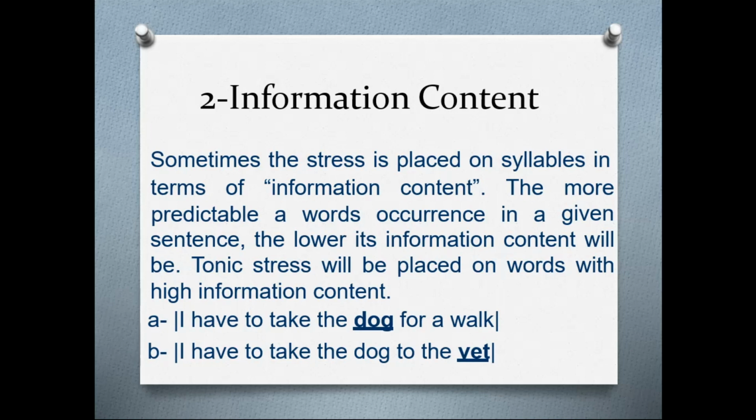The more predictable a word's occurrence in a given sentence, the lower its information content will be. So if it is already predictable that some words will occur, then they have little new information. Tonic stress will be placed on words with high information content. For example, I have to take the dog for a walk. So your emphasis is on dog. So you want to make the listener understand which pet you are going to take for a walk.